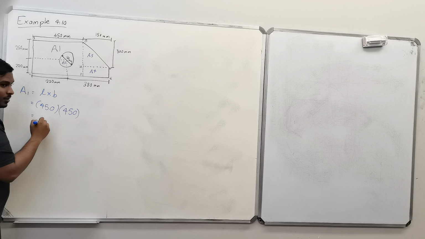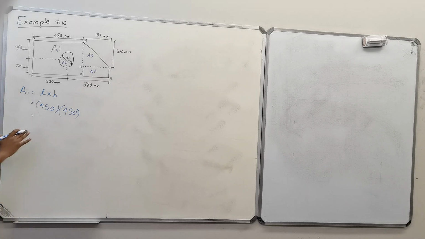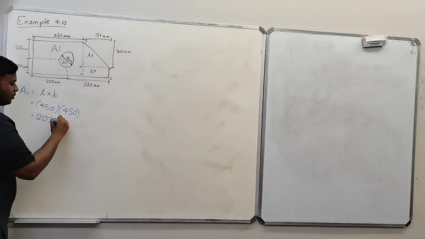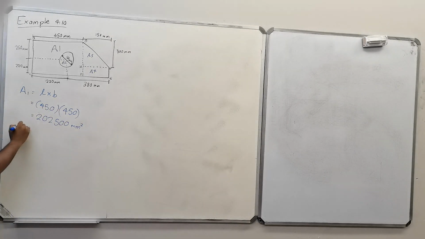Oh, wait, no. 450 and 450 gives 202,500 millimeters squared. Good. Now, A2. A2 is what? Triangle, so half base. No, A2 is a circle.